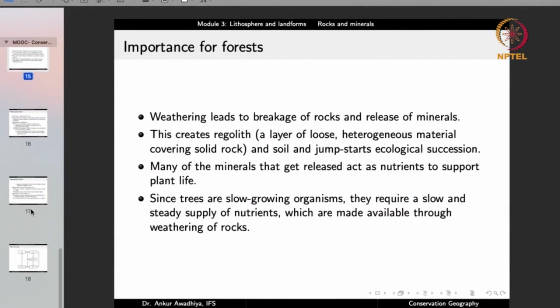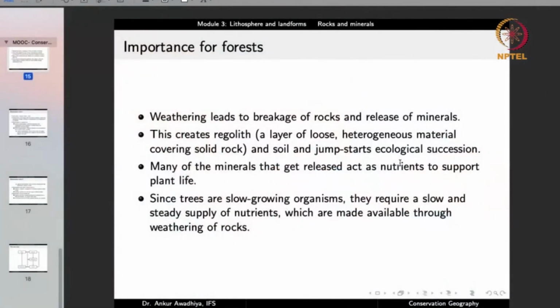Now, this process is very important for the running of biological processes. Typically, it is very important for forests. Why? Because weathering leads to the formation of soil. Weathering leads to a breakage of rocks and release of minerals. A number of these minerals are very important from the point of view of nutrition of plants and animals. Animals will get their food from plants or from other animals, but plants have to get their nutrients from the soil. This process of weathering leads to the formation of soil. It leads to the release of these minerals so that they can be taken up by the plants.